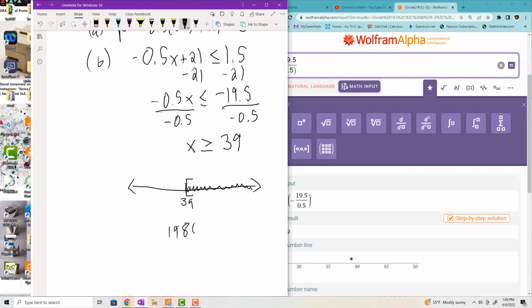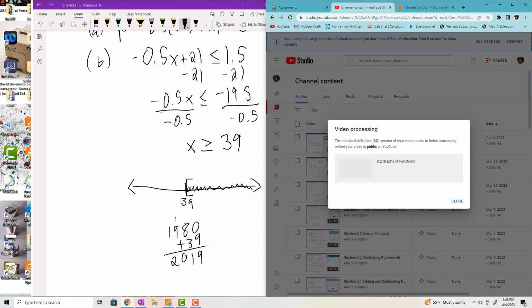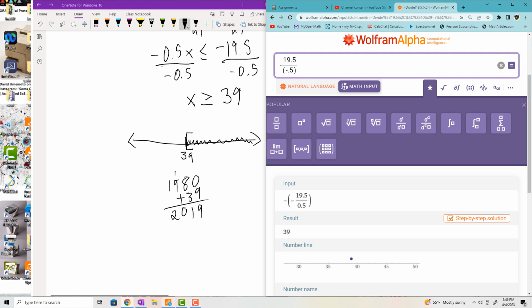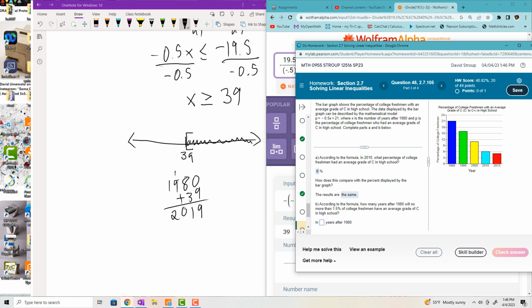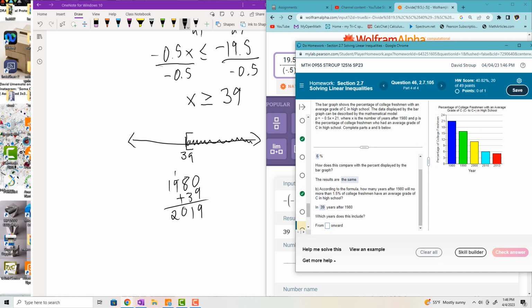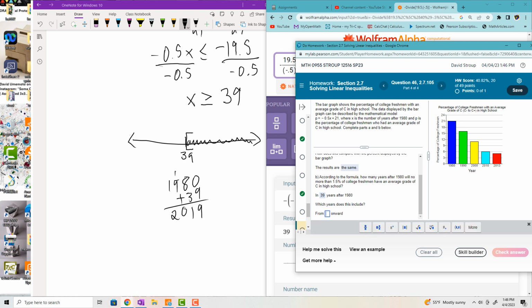So starting in the year 2019 and then beyond, no more than 1.5% of these people are going to have C's as averages. So maybe it's a statement about grade inflation. Okay, so anyways, 39 years after 1980, according to the model, only 1.5% of the people will have C averages, and that's from 2019 onwards.